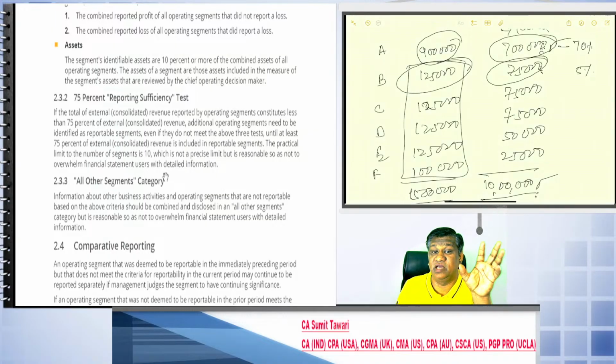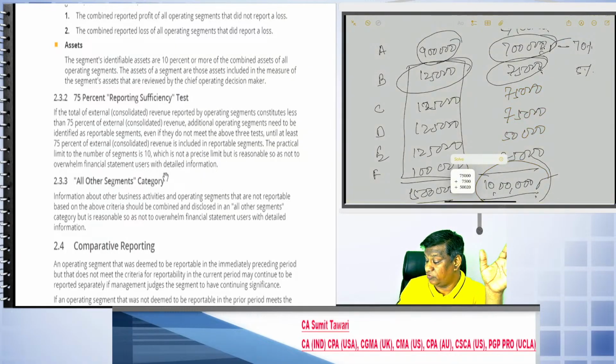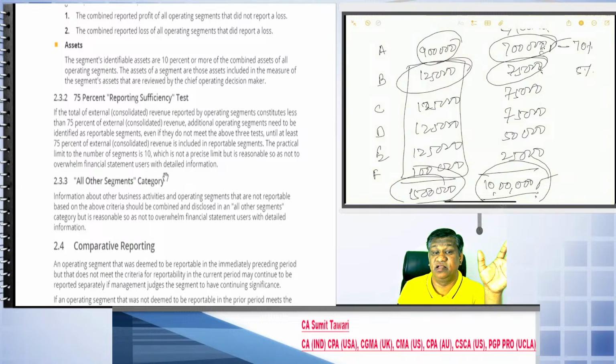The 75% sufficiency test we need to calculate on the basis of external only. The 10% test we need to calculate on the basis of the total revenue of the segment. Clear with this?